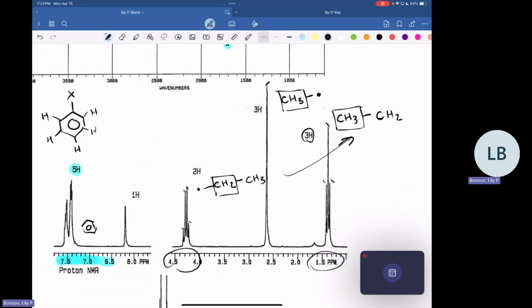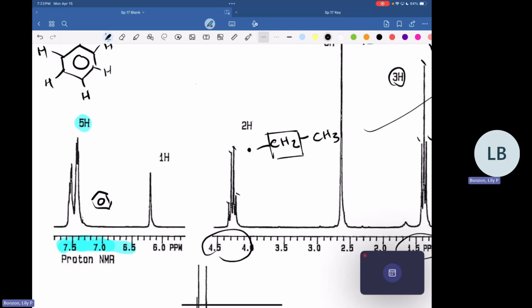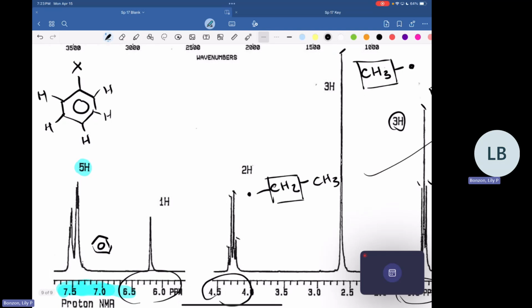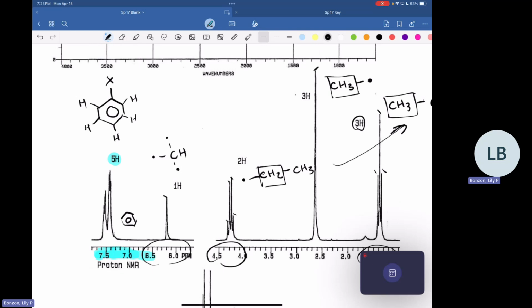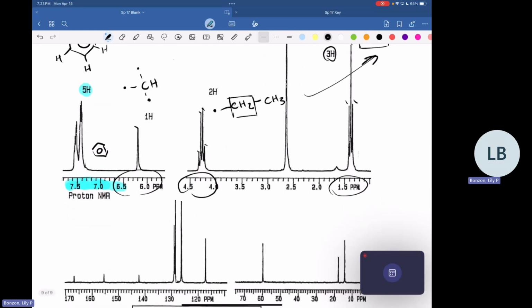Okay, and so then the last peak that we have, this one's kind of strange. It's in 6 to 6.5. It's pretty far downfield, and it's only 1H. And it's a singlet, so it doesn't have any neighbors. So this one is pretty alone. So usually when I have the weird ones like that, I'm just going to leave them till later.